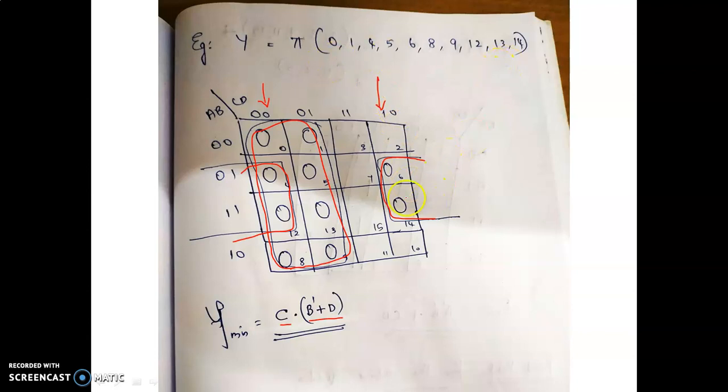What is the expression for this quad? The A value is changing, so you cannot take A. The B value remains the same. B is 1, hence it is B bar. Now here it is 0, 1, it is changing. Here 0, 0, so it is constant. So it is D. So it is B bar plus D. That is the representation of this group, B bar plus D. I hope this is clear.